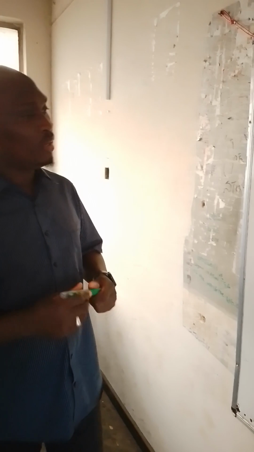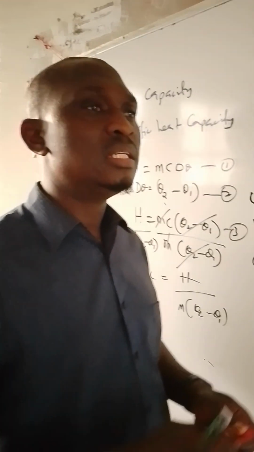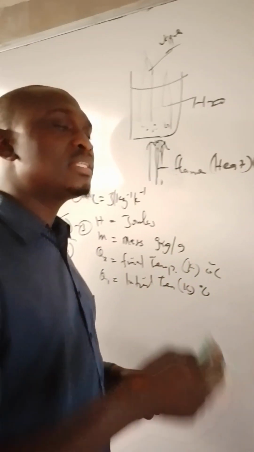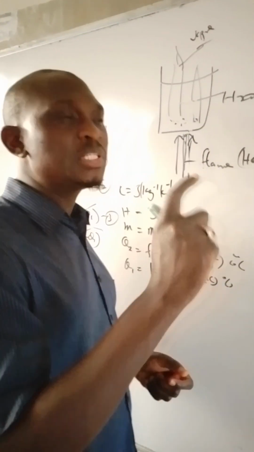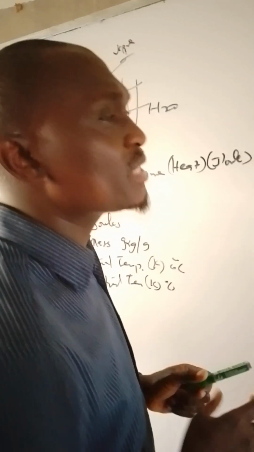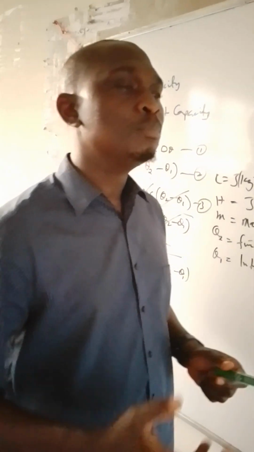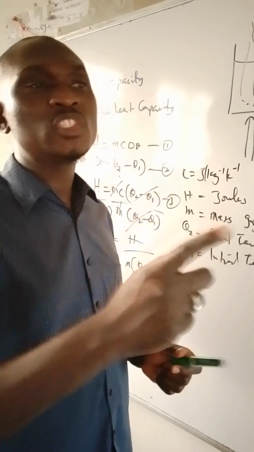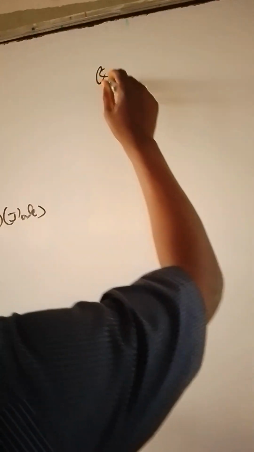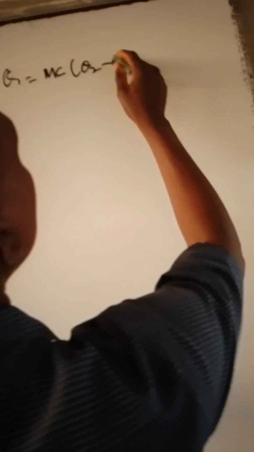That leads us to another thing, which is specific heat capacity. Specific heat capacity refers to the quantity of heat that is required to raise a unit mass of a substance through 1 degree Kelvin. I will repeat again. Specific heat capacity is defined as the amount of heat energy in joules that is required to raise a unit mass of any given substance through 1 degree Kelvin or Celsius. And the formula is Q is equal to MC, theta 2 minus theta 1.